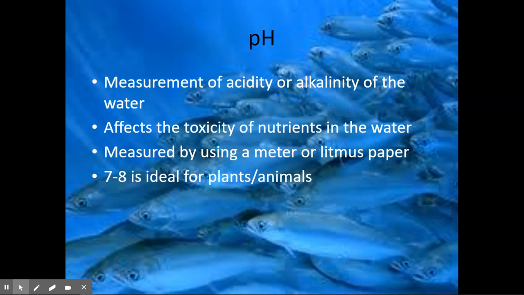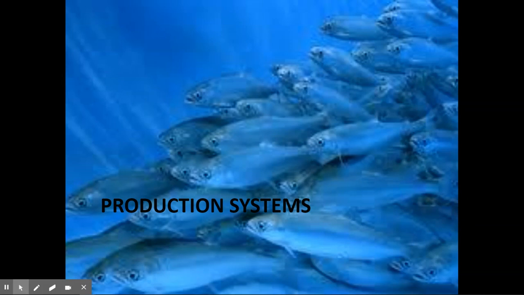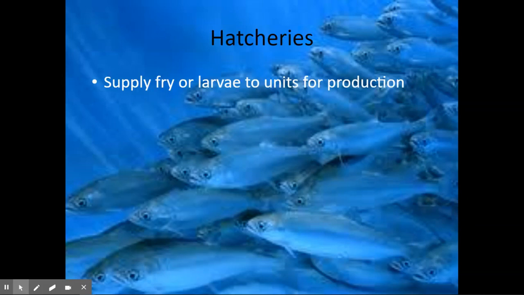pH, we talked about pH in plants. It's the same for fish, how acidic or alkaline the water is. Ammonium nitrate is fish waste. So you have to be very careful when you're monitoring your pH. Ammonium nitrate can kill your fish if it becomes toxic.